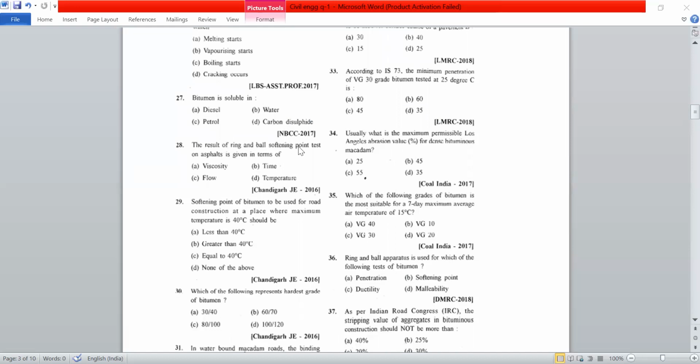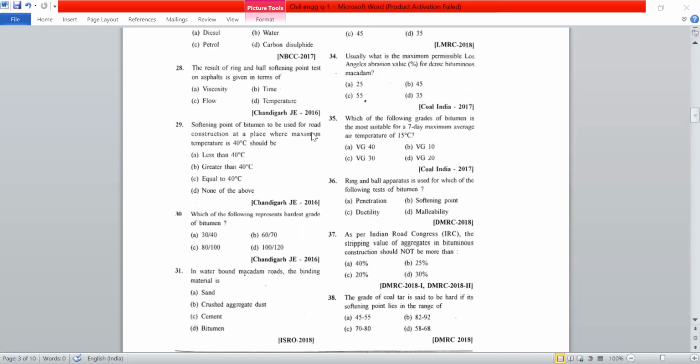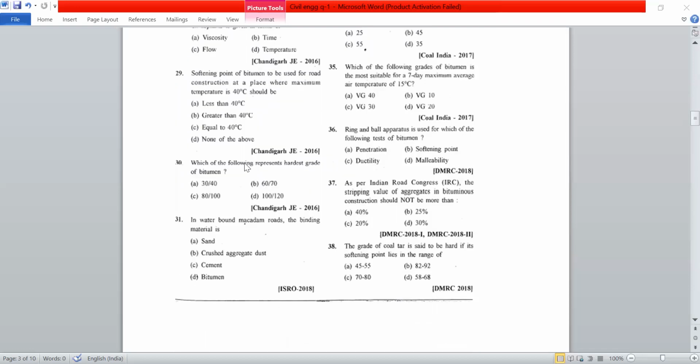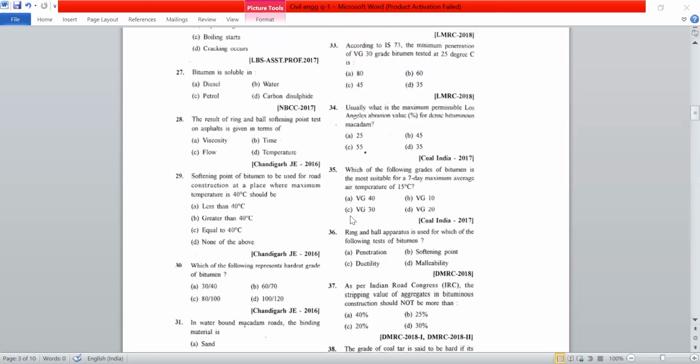The result of ring and ball softening point test on asphalts is given in terms of temperature. Softening point of bitumen to be used for road construction at a place where maximum temperature is 40 degrees centigrade should be greater than 40 degrees centigrade. Which of the following represents hardest grade of bitumen? 30 by 40. In waterbound macadam roads, the binding material is crushed aggregate dust.